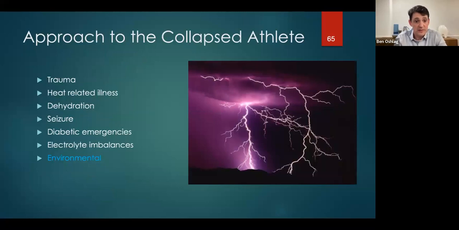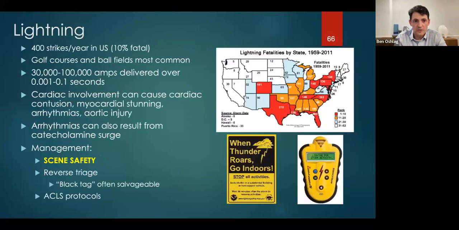The last thing I'm going to talk about, environmental issues. And there are a lot of things that could go into environment, but the one I wanted to talk about is lightning, which, especially this time of year, can be a little bit more of a risk. There are about 400 strikes a year in the US. About 10% of them are fatal. You can see on the map, I don't know what's going on with Florida. Obviously weather is a part of it and population density is a part of it, but that still seems like a high number compared to the rest of the country.